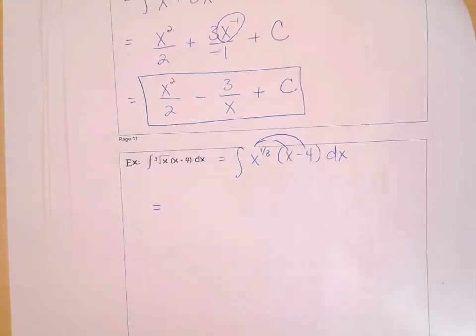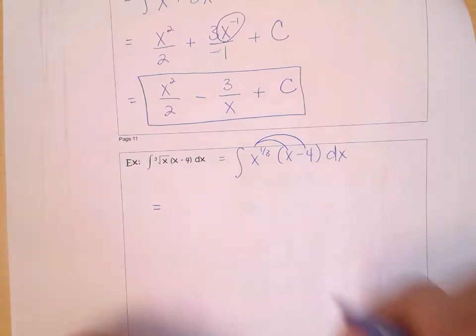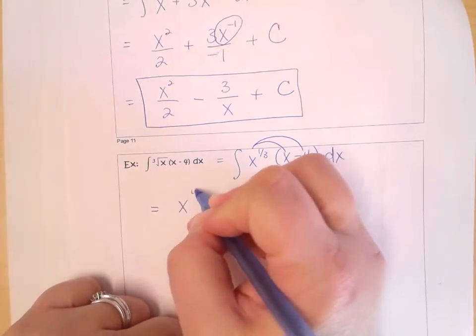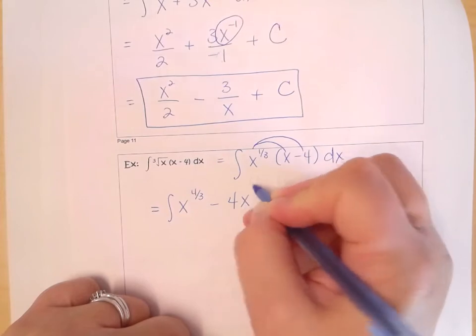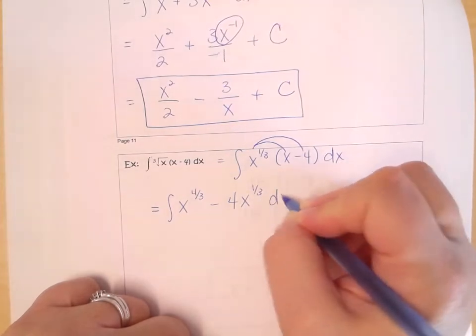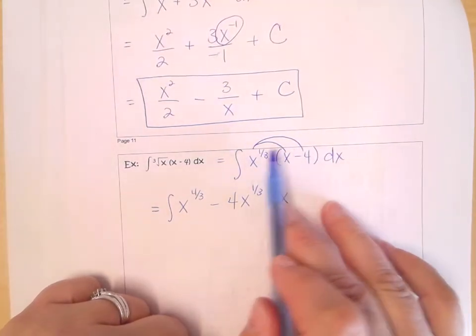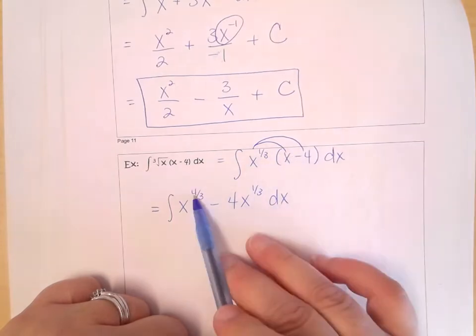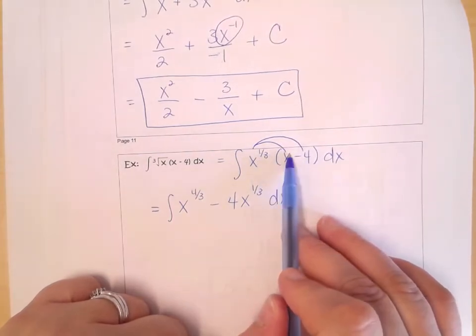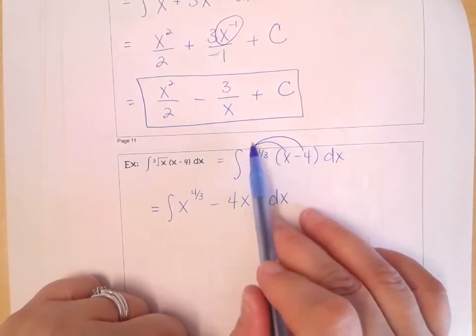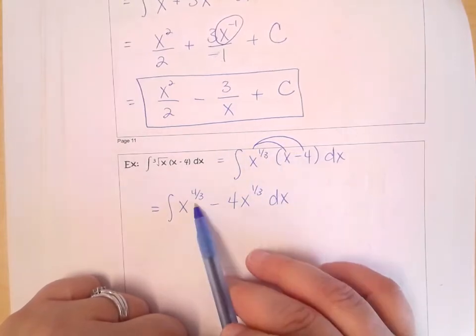What do I get when I distribute? What's my new integrand? X to the 4/3 minus 4x to the 1/3. Yes. Very good. Because if this is 1, 1/3 plus 1 is 4/3, or 1/3 plus 3/3 is 4/3. If you're not sure how to do that, please use the calculator. 1/3 plus 1 is 4/3.